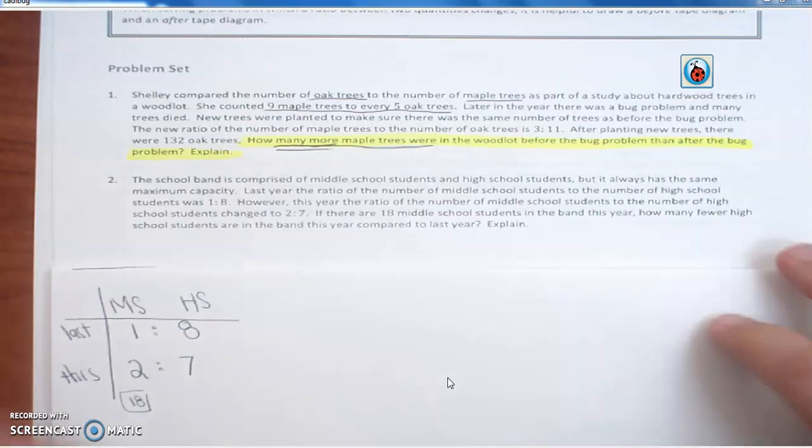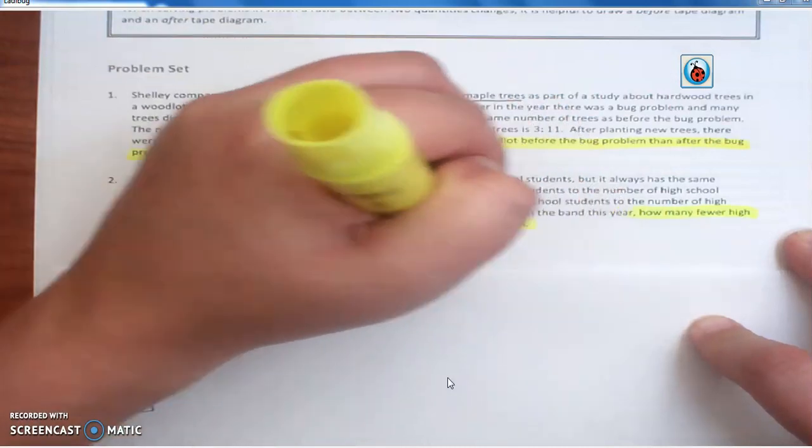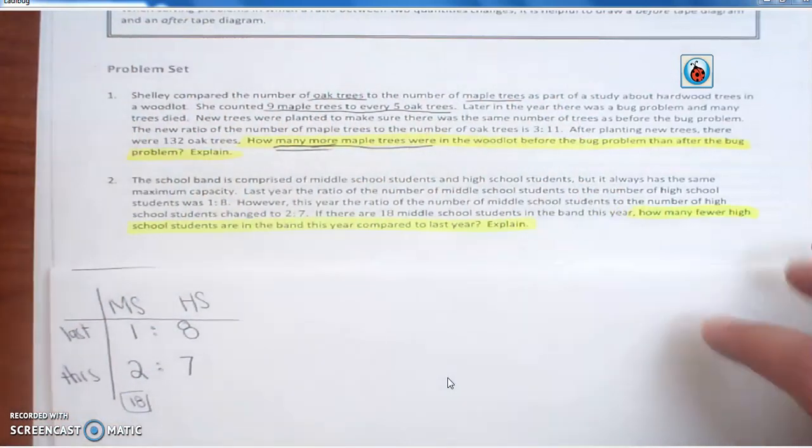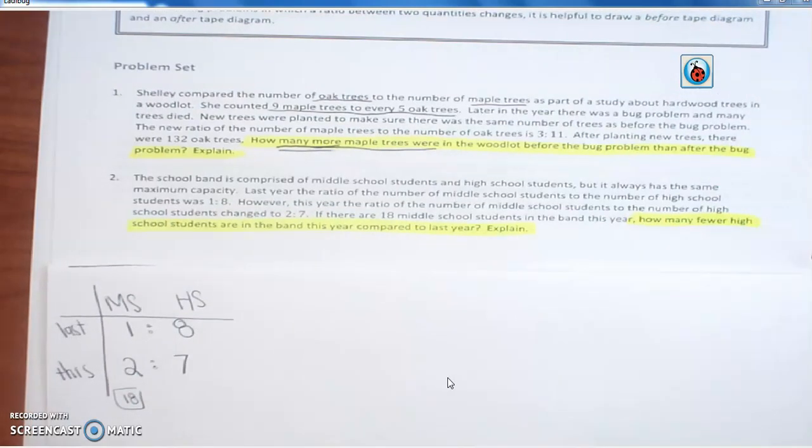Okay, so I'm going to highlight our question again because they're trying to trick you here because they're asking you for both. They're asking you for how many high school students are in band last year and this year. But then what's the difference between those? So I need to figure out how many high school students last year and this year, and then I need to subtract. Okay, so remember our first thing that we're going to do is draw our tape diagram.